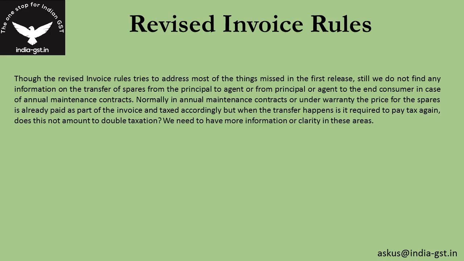Though the revised invoice rules try to address most of the things missed in the first release, still we do not find any information on the transfer of spares from the principal to agent, or from principal or agent to the end consumer in case of annual maintenance contracts. Normally in annual maintenance contracts or under warranty, the price for the spares is already paid as part of the invoice and taxed accordingly, but when the transfer happens, is it required to pay tax again? Does this not amount to double taxation? We need to have more information or clarity in these areas.